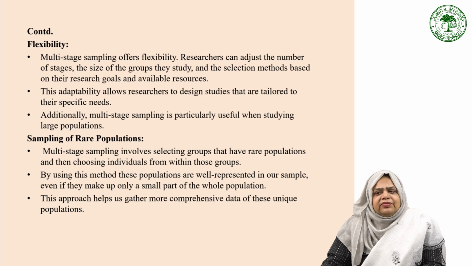To achieve this, we can utilize the multi-stage sampling method. This method involves selecting groups that have a higher concentration of these rare individuals and then choosing specific individuals within those groups to be part of the study. By using this approach, researchers can ensure that these rare populations are included in the sample even if they only represent a small proportion of the overall population.